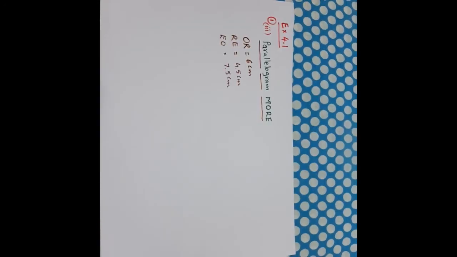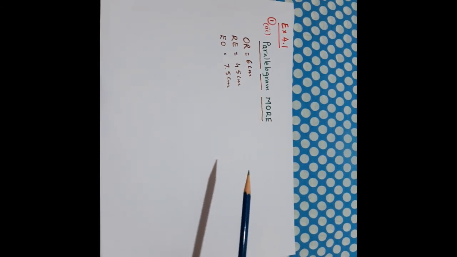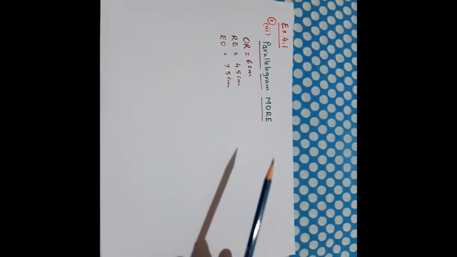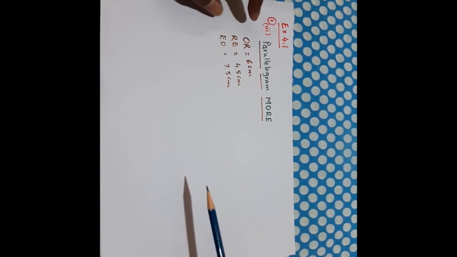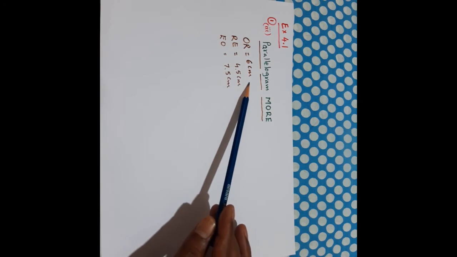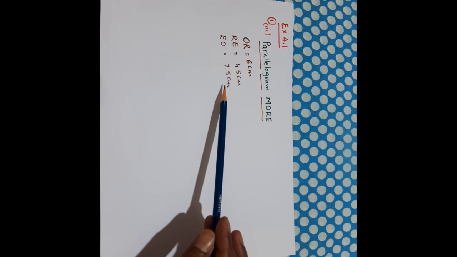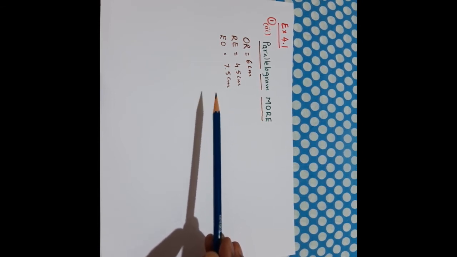Right, children? Let us start exercise 4.1. In that first question, construct the following quadrilaterals. In that third bit, parallelogram MORE, M-O-R-E. The name of the parallelogram is MORE. But here, if you observe the measurements they gave, OR is 6 centimeters, RE is equal to 4.5 centimeters and EO is equal to 7.5 centimeters.